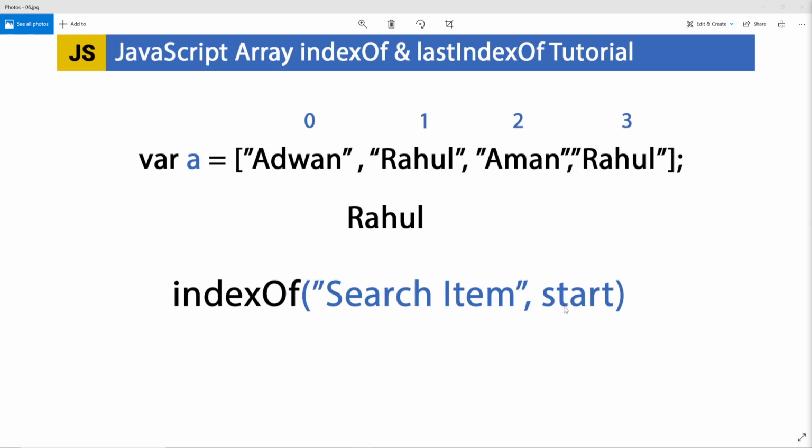But if we start our search from index 2, in that case it's going to return index 3. So remember, in our first parameter, we need to pass the keyword, and in our second parameter, we need to pass the index number from where we want to start. So without wasting your time, let's start the practical and see how it works.